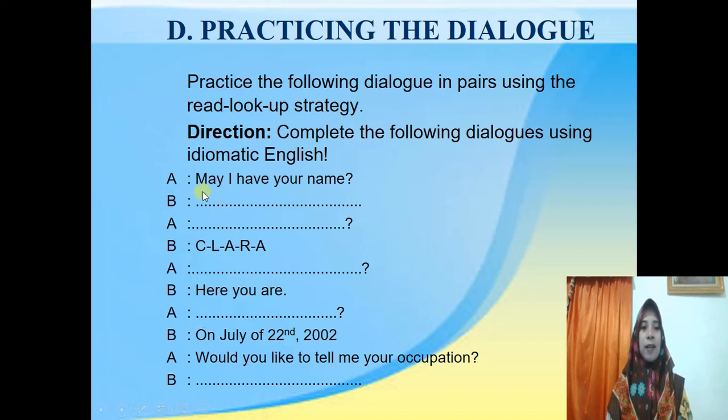Well. A. May I have your name? May I have your name? Is it an example of expression asking personal questions formally or informally? Yes, it is an example of expressions asking personal questions formally because the sentence uses the verb may. Yeah. May I have your name? The response is, my name is Mira Clara.